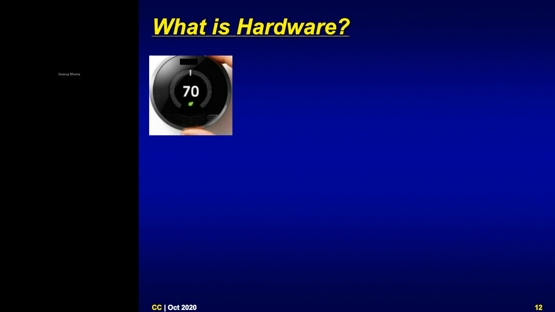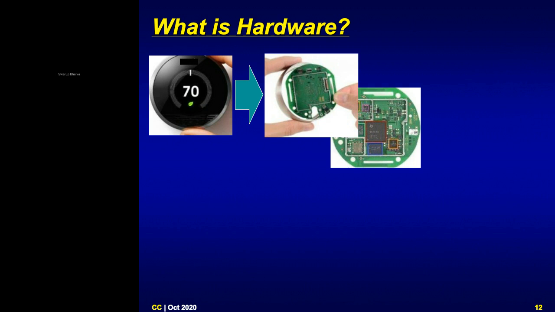But before I go into that, let's talk about what is hardware. Let's take a smart device. Let's take this thermostat which I mentioned. This thermostat is responsible for controlling the temperature of your house, and it can turn on the air conditioning on demand based on the temperature, based on your usage pattern, and things like that.